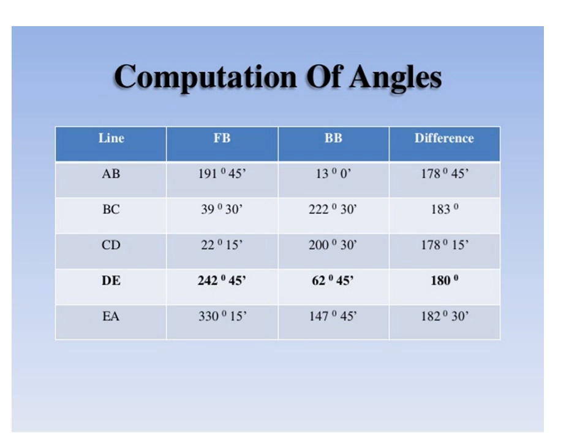So this slide refers to the observed bearings in the form of forward bearing and back bearing and their differences. If you consider the line AB, the difference is 170 degree. If you consider line BC, it is 183 degree. If you consider the line CD, it is 170 degree. If you consider DE, it is exactly 180 degree. And when you consider the line EA, the difference between forward bearing and back bearing is 182 degree 30 minutes.